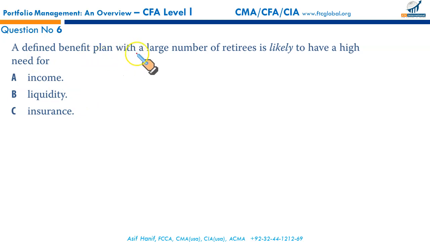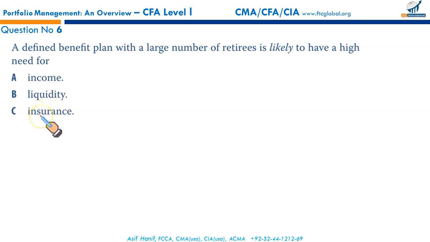A defined benefit plan with a large number of retirees is most likely to have a high need for income, liquidity, or insurance? Since there are a large number of retirees, income is essential to meet the cash flow obligations of retirees. Defined benefit plans do have a need for liquidity, but it is typically quite low. For a large number of retirees, we need consistent cash flows to meet the obligations to retirees. So that makes A the correct option.